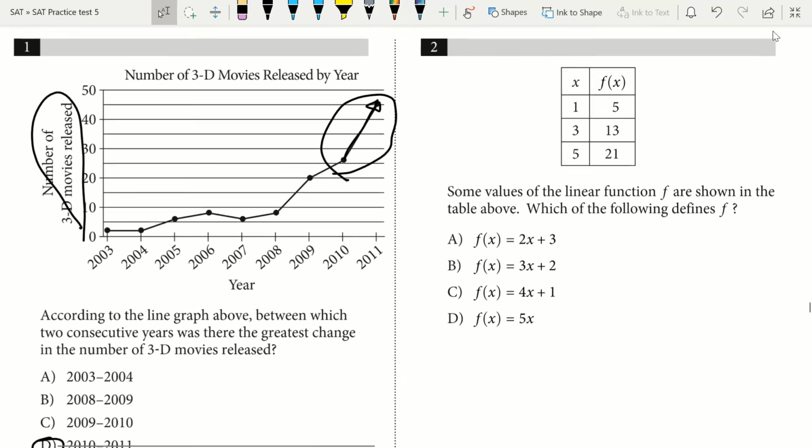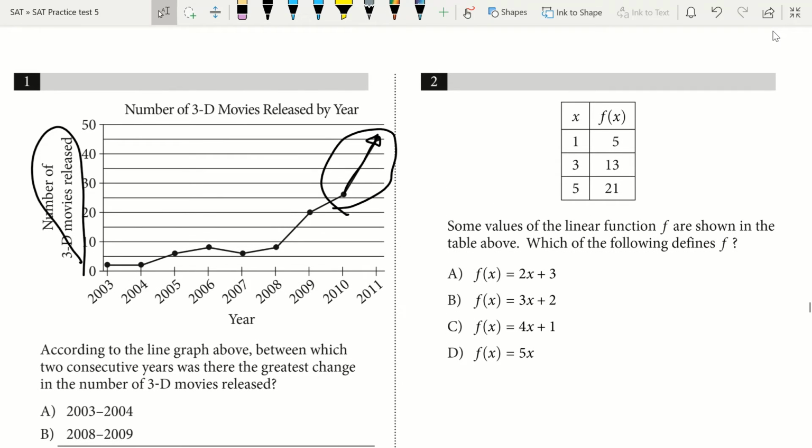That will be D. Question 2. Some values of the linear function f are shown in the table above. Which of the following defines f? Well, I have a run of 2: I increase my x by 2, I increase my rise, or my y value, by 8. So my slope then will be my rise over run, 8 over 2, which is equal to 4. So I'll have y equals 4x.